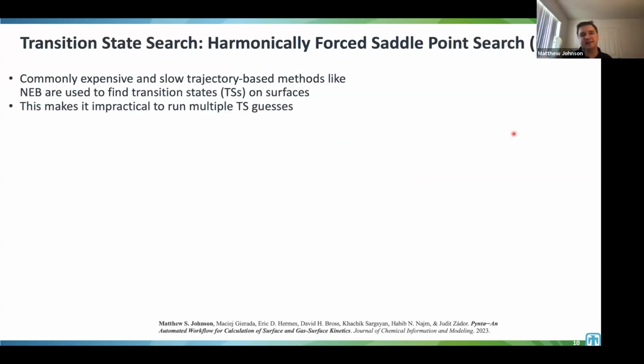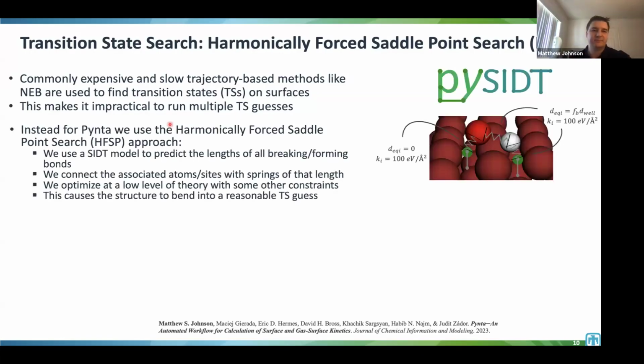So Pynta uses harmonically forced saddle point search. Commonly in surface catalysis, expensive and slow trajectory methods like NEB are used to find transition states on surfaces. One of the issues with this is that it makes it very impractical to run a second guess, because NEBs take so long to run that usually people will just set up one and run it out until they get an answer from it.